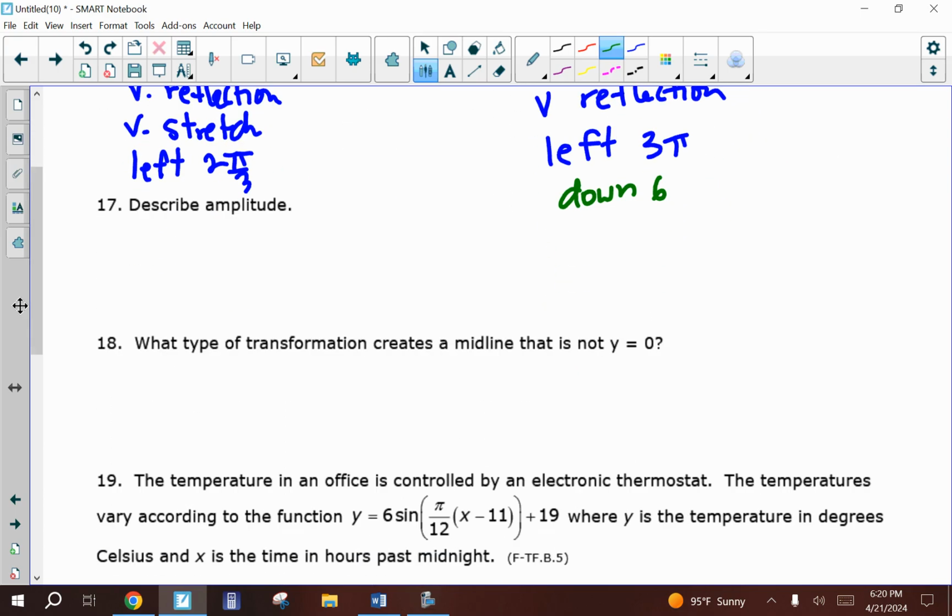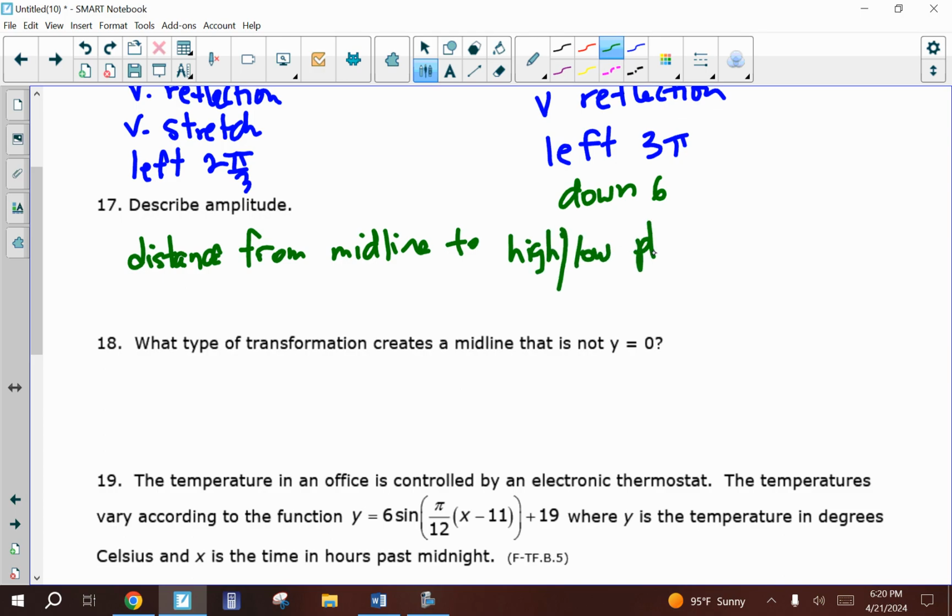It says describe amplitude. It's basically the distance from the midline to the high point. I'm going to just put a slash and put low point so I don't have to write it twice.